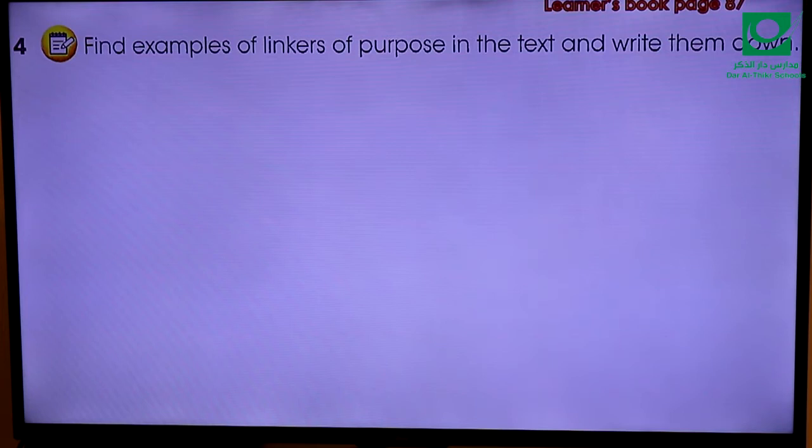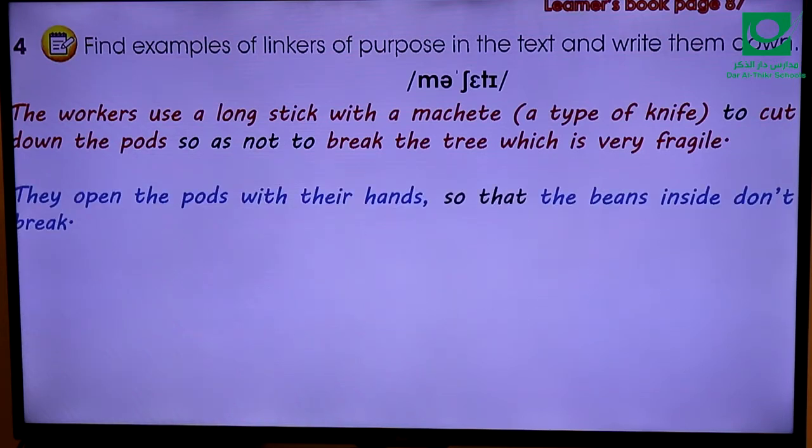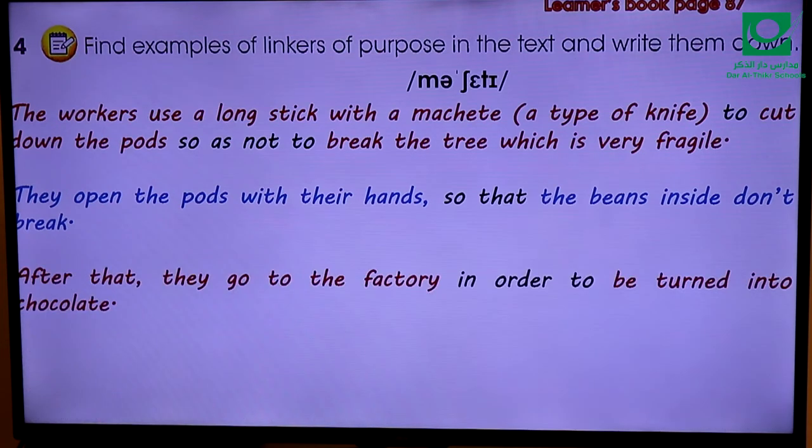You will go back to the text. Okay, and you are going to get all the linkers there. Take your time. Now we are back. Let's see some examples. Yeah, this one we said the workers use a long stick with a machete. Okay, a machete, a type of knife, to cut down the pod so as not to break the tree, which is very fragile.